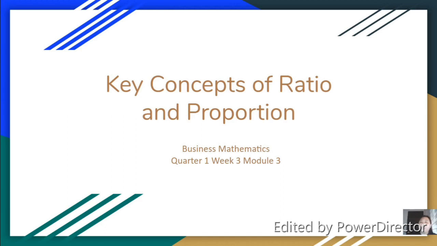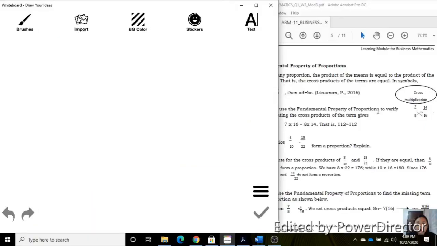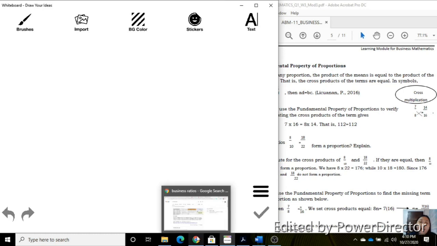So, ginawa ko to na video for you to understand fully the key concepts of ratio and proportion. Didiscuss ko dito kung ano ba ang ratio and proportion. Dun muna tayo sa ratio. Ano ba ibig sabihin ng ratio? Ang ratio ay ito yung bilang sa isang set, and then i-compare mo to other set. Yan ang ibig sabihin ng ratio.